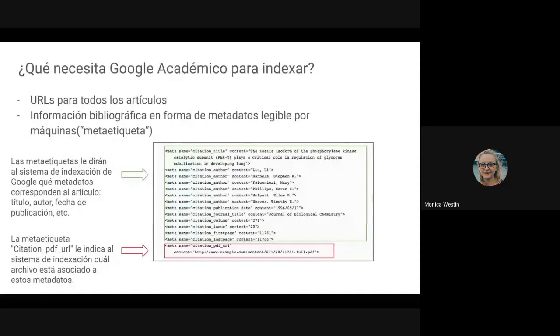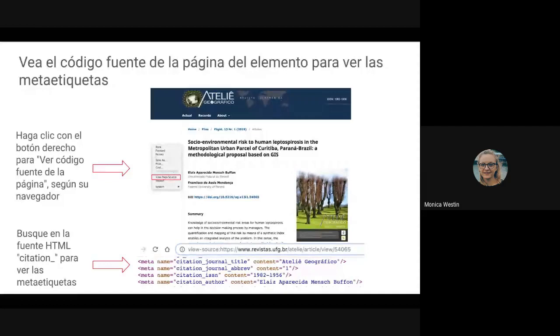The meta tags in the green box contain familiar bibliographic metadata like author names and publication date. The last meta tag at the bottom in the red box is the meta tag that tells the indexing system the location of the full text version of the article, which should be associated with this metadata. These meta tags are usually automatically built in for OJS journal articles.